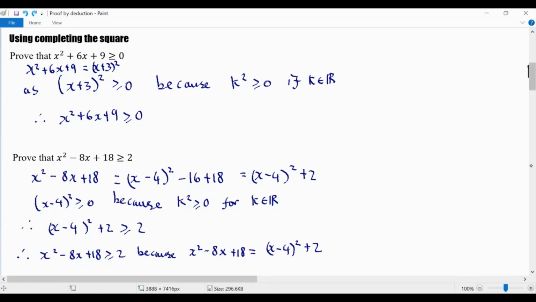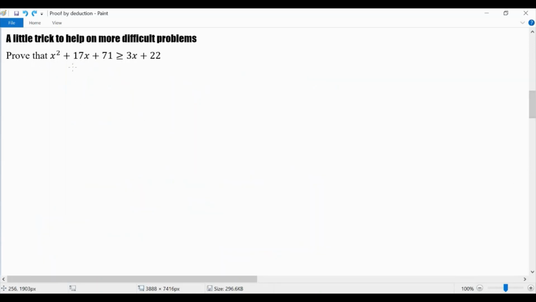So I wasn't really ever working on both sides at the same time. So therefore, for this one, how would you do it? The problem is that thing's not going to be very nice to complete the square. And even if you do, you're going to have a problem, because you'd only be able to show that that quadratic is greater or equal to a number, not that the quadratic is greater or equal to some other algebra.